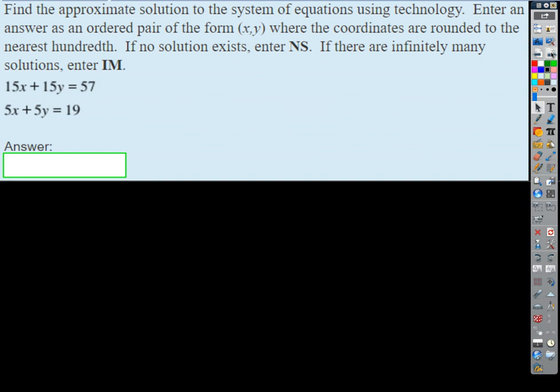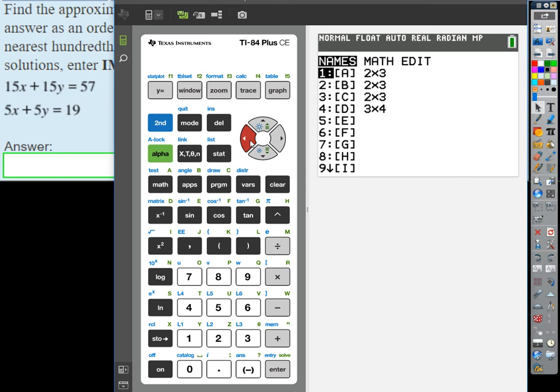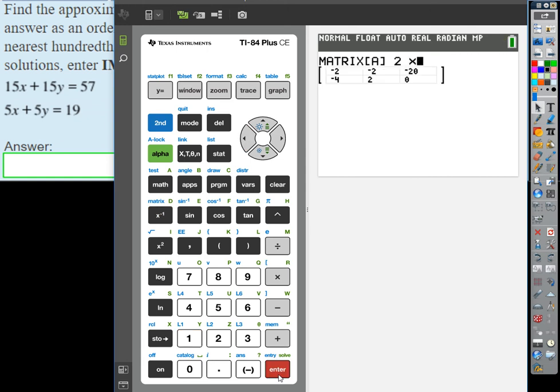I'll do it. If you want to follow me, if you think you got it, that's fine, but if you want to follow me, I'll talk you through it. So I would quit. Oops, I'll clear it. I'm going to go second, matrix, edit. Matrix 1. And then all I have to do is go back and change the numbers. So instead of a -2, I've got a 15. Instead of a -2 for y, I've got a 15, etc. Just keep going.